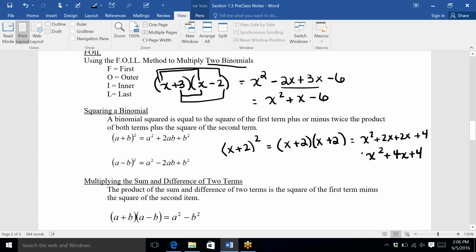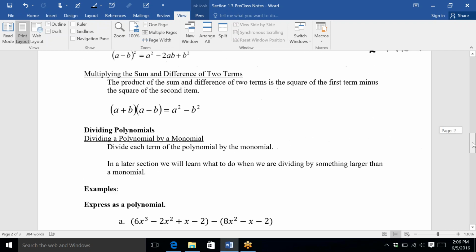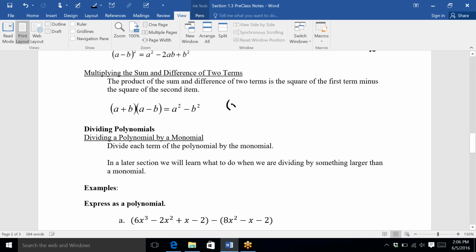But it's the same thing as multiplying it out by hand. Using this shortcut is just trying to get you there quicker. If it's a minus sign in the middle, then the middle term will be negative, so that's the only difference there. If you multiply two things that have different signs in the middle, but they're exactly the same numbers, like x plus 3 and x minus 3, notice what happens when we distribute or FOIL.